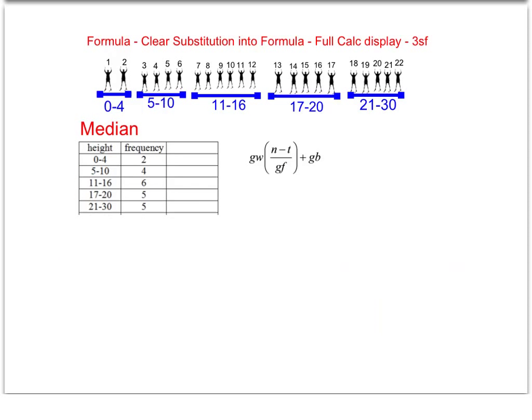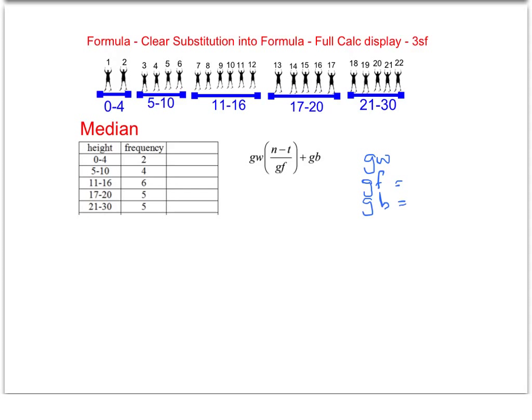So this is the formula that we're going to use. GW, n minus t over gf, plus gb, which you probably think is disgusting. It is a little bit disgusting, I admit, but it's fine, you get used to it. I'll go through what all the little bits mean. So anything starting with a g is to do with a group. So the group width, the group frequency, and the group bottom.